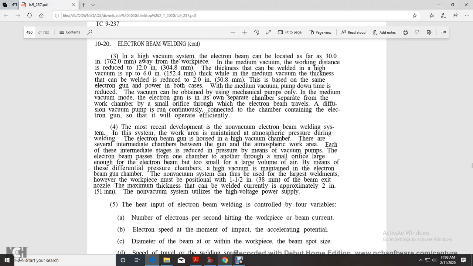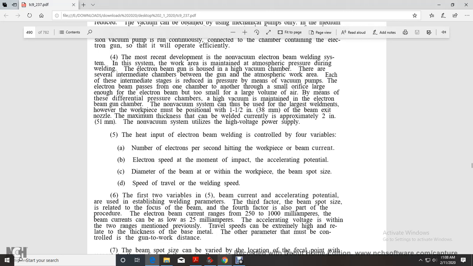The non-vacuum system utilizes a high voltage power system. Heat input in electron beam welding is controlled by four variables: first, the number of electrons per second hitting the workpiece, which is the beam current; second, the electron speed at the moment of impact, which is the accelerating potential; third, the diameter of the beam at the workpiece, or beam spot size; and fourth, the speed of travel, or welding speed. The first two variables, beam current and accelerating potential, establish the welding parameters. The third factor, beam spot size, is related to the focus of the beam. The fourth factor is a part of the procedure.